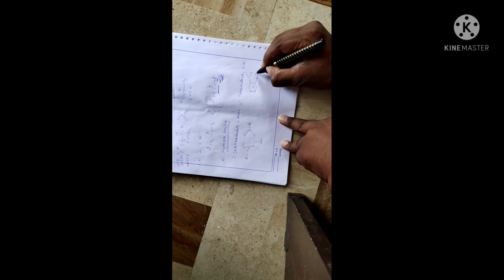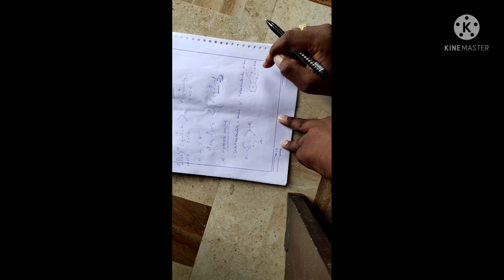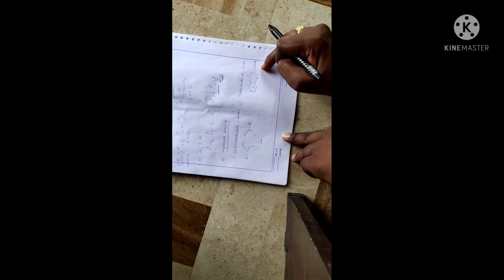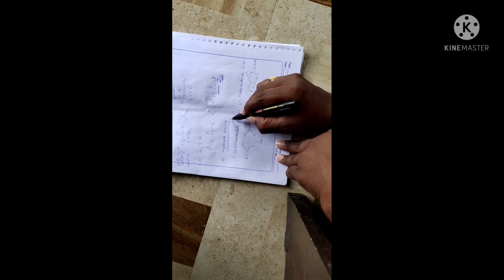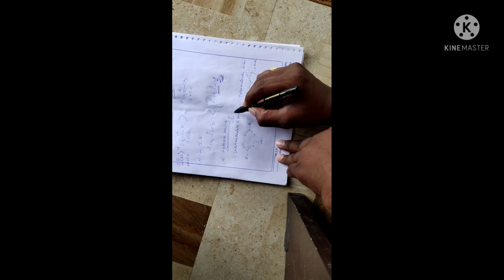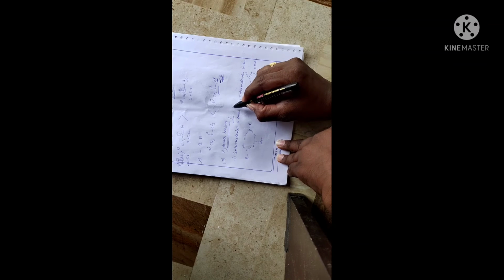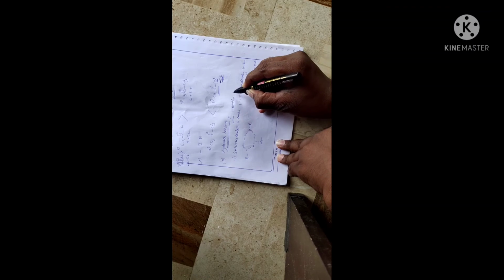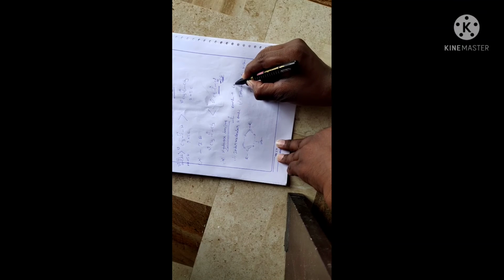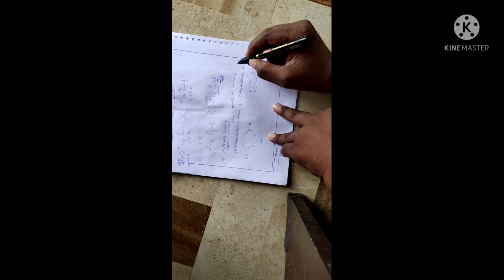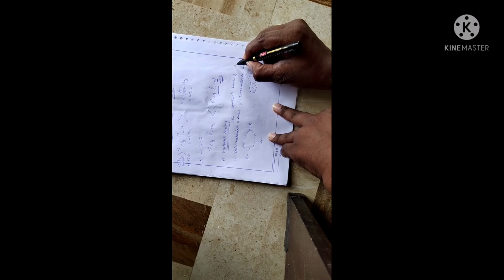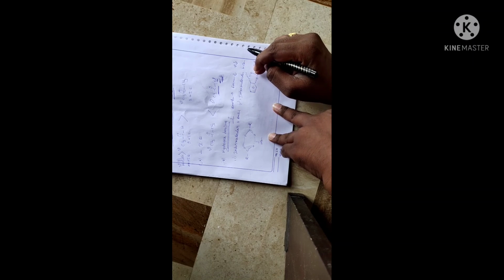Here hydrogen bonding is possible. This is intra, within the molecule. If hydrogen bonding is possible, there is intramolecular hydrogen bonding. What is happening first? Due to hydrogen bonding, the C=O bond length is increasing. As the C=O bond length increases, the force constant decreases. As the force constant decreases, the frequency also decreases.